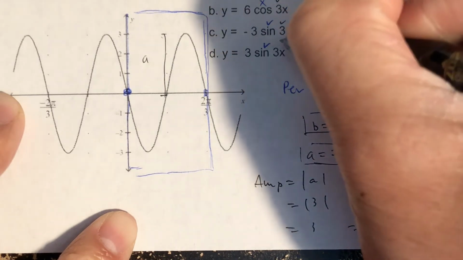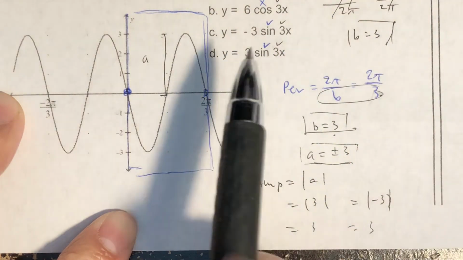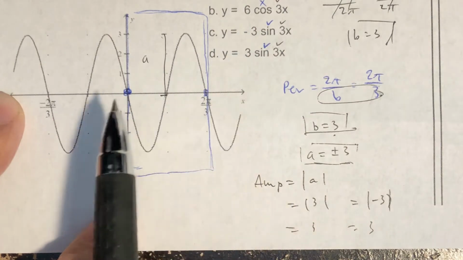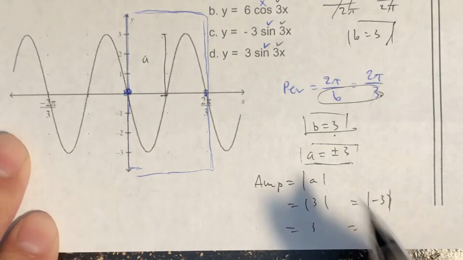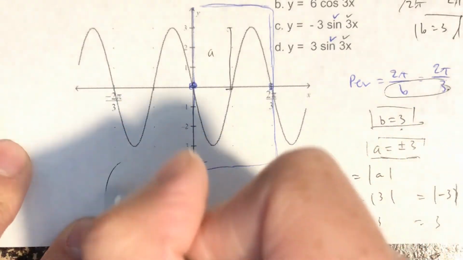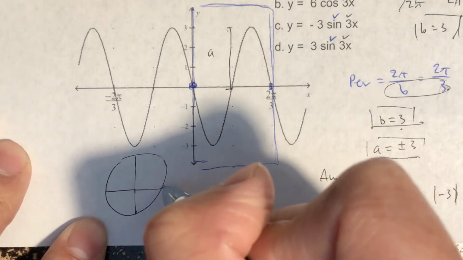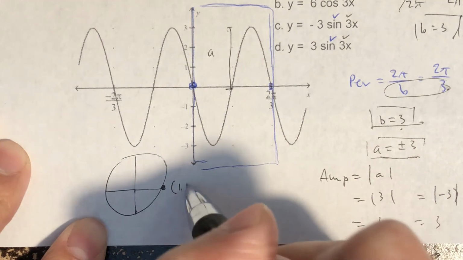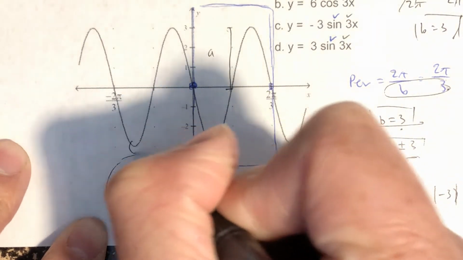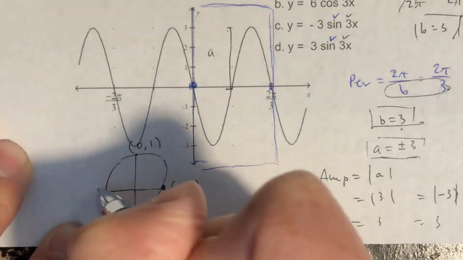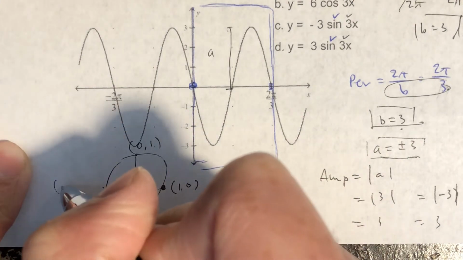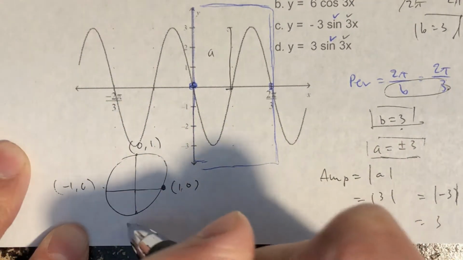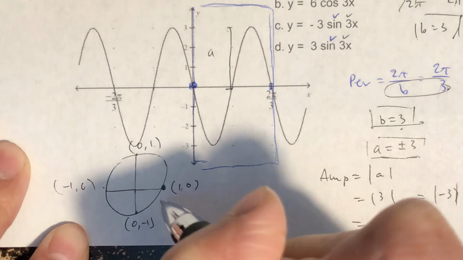It could be this one, and it could be this one. The only thing we need to figure out is: is it positive or negative? So if you look at your sine, just do the quadrantals going around, right? 1, 0, 0, 1, negative 1, 0, 0, negative 1.